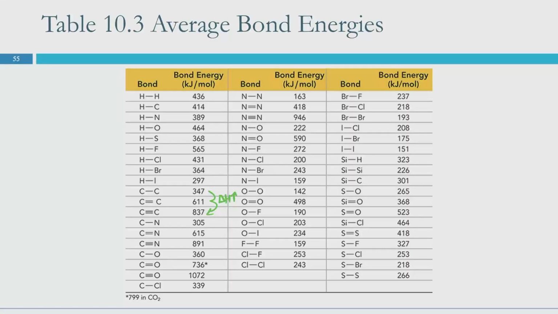Delta H increases. We've also got things with carbon and nitrogen. We've got other elements over on the other side. So you just hunt for the specific bond that you're looking for, and then you can copy down that value.